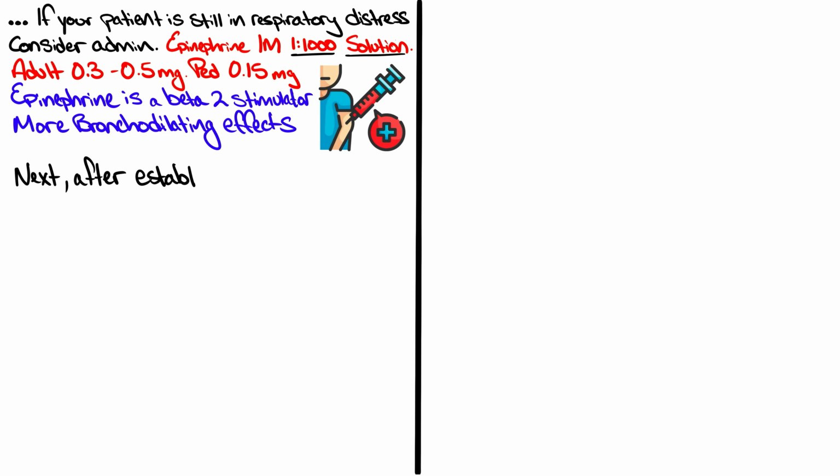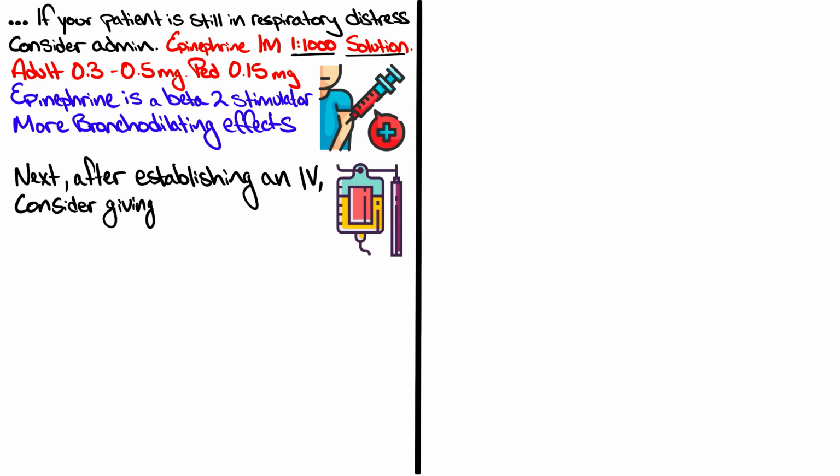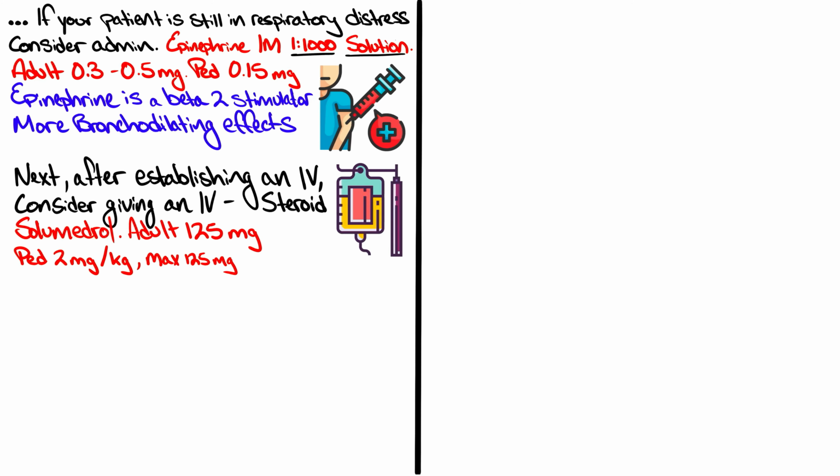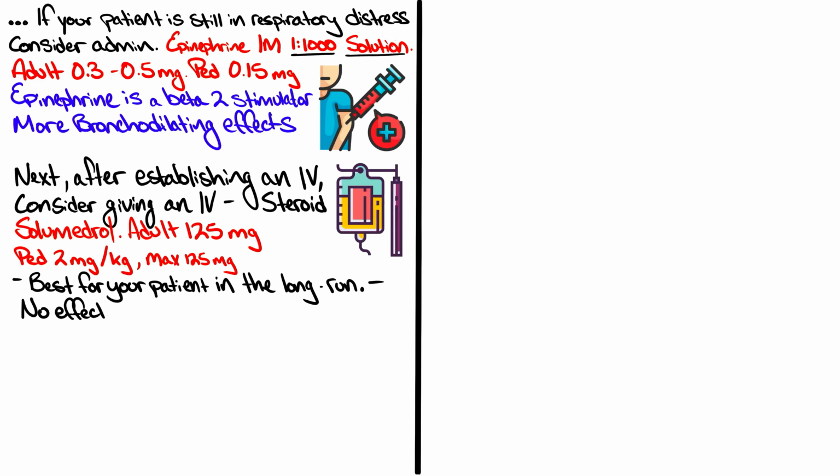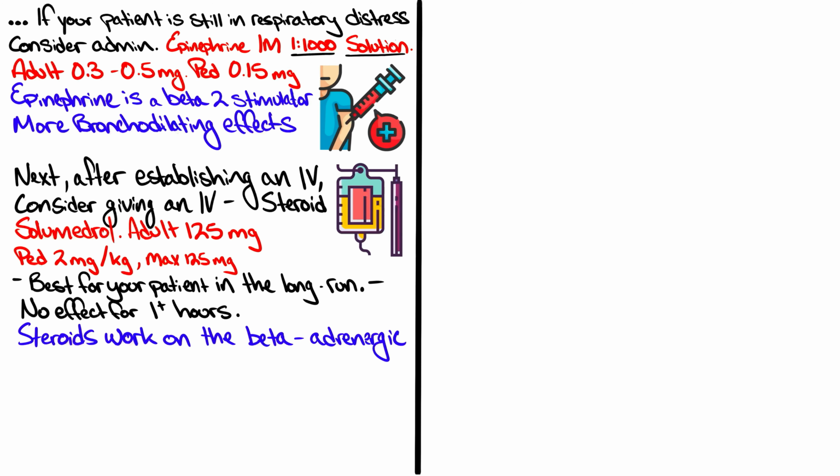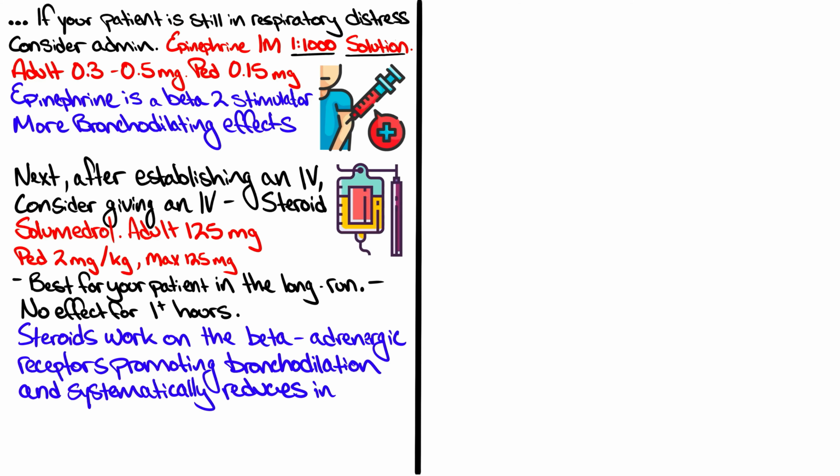Next, after establishing an IV, consider giving an IV steroid, such as Solu-Medrol. The dose for an adult will be 125 milligrams, while your pediatric dose will be 2 milligrams per kilogram to a max of the adult dose, 125 milligrams. Solu-Medrol is going to be best for your patient in the long run. However, it doesn't really have any effects until about 1+ hours. Steroids work on the beta-adrenergic receptors, promoting bronchodilation and systemically reducing inflammation.